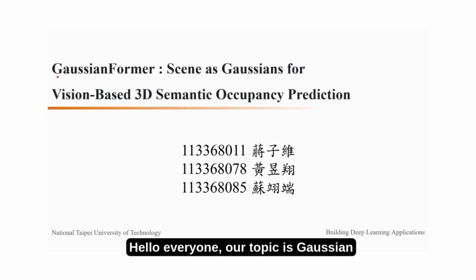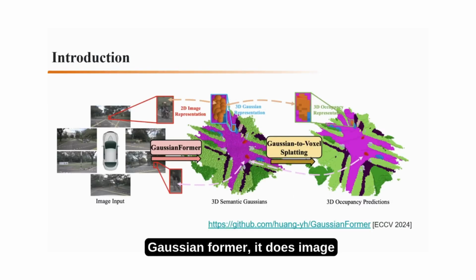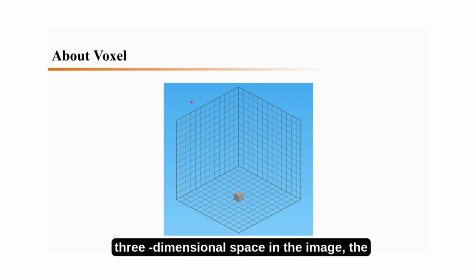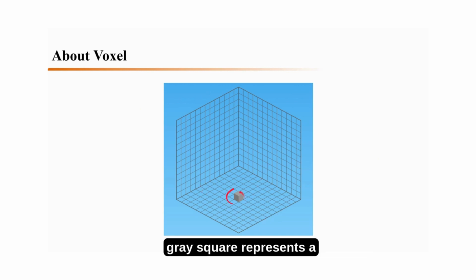Hello everyone. Our topic is GaussianFormer, which uses Gaussians for region-based 3D semantic occupancy prediction. GaussianFormer does image arrangement based on Gaussian distribution and maps it to voxels. And what is a voxel? For example, in three-dimensional space in the image, the gray square represents a three-dimensional pixel. Voxels can build a three-dimensional model through stacking at different positions and coloring.